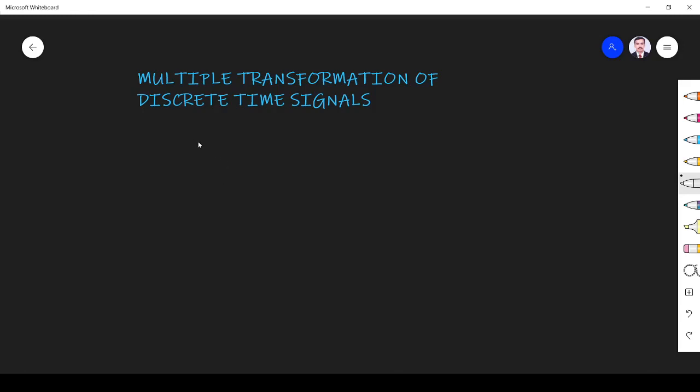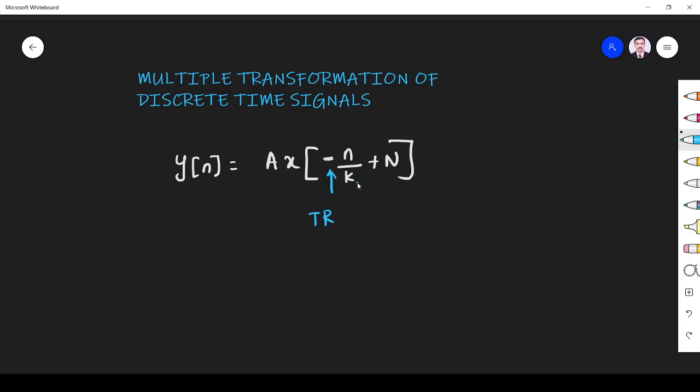So we know time reversal, time scaling and time shifting of discrete time signals, and we know how to do them individually. Suppose all the operations are combined in one signal, for example, if they ask us to draw y of n is equal to a into x of minus n by k plus n, right? Here you see this signal has time reversal, this is time scaling, and it is time shift. All the things are included in the same operation.